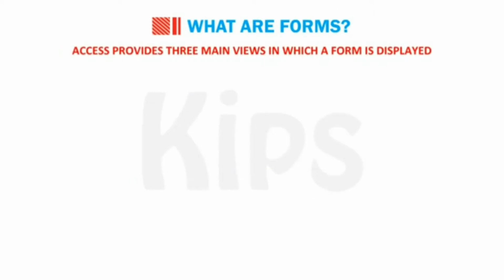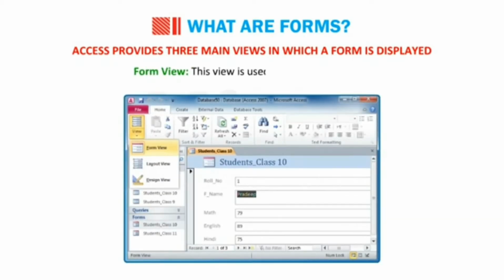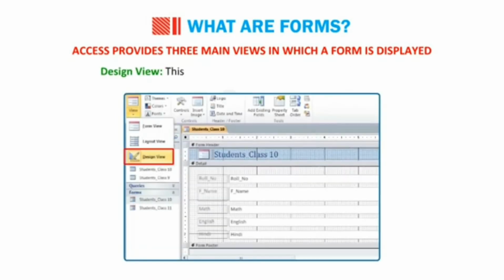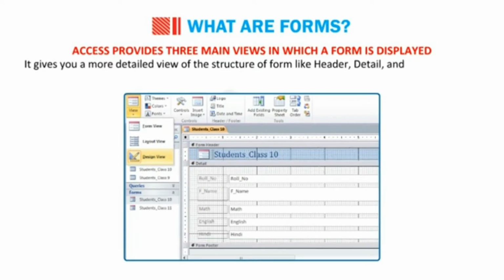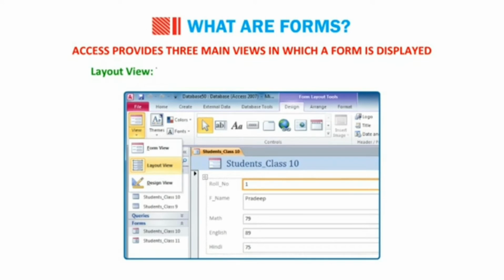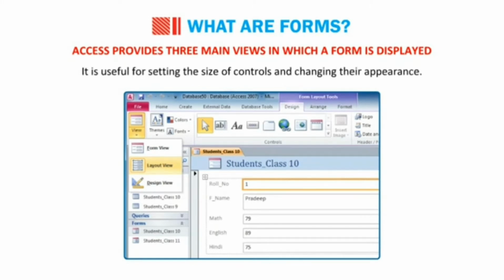Access provides three main views in which a form is displayed. Form view. This view is used to enter or edit data. Design view. This view is used to adjust the design of your form. It gives you a more detailed view of the structure of the form, like header, detail and footer sections. Layout view. This view is used to change the look and feel of a form. It is useful for setting the size of controls and changing their appearance.